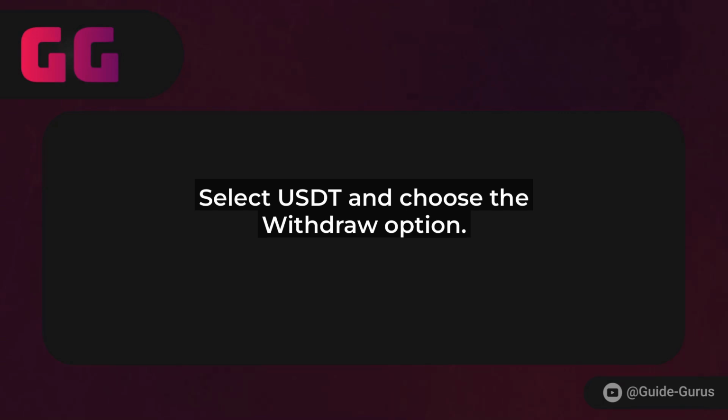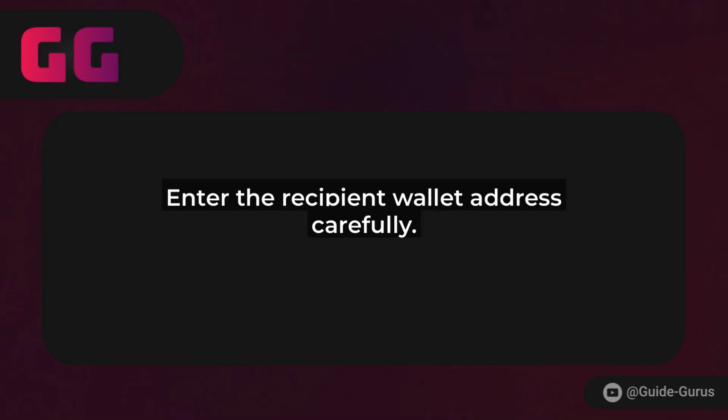Exportal might ask for additional details like the network you're using, such as Tron or Ethereum, since USDT can be on different blockchains. Now, enter the amount you want to withdraw. Remember, there might be minimum withdrawal limits and network fees, so keep an eye on those to avoid surprises.